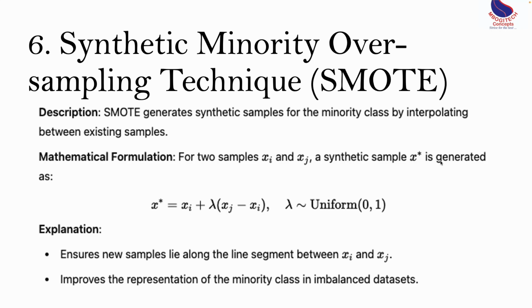has this formula you can see here. So we're considering two samples, xi and xj, and we generate the synthetic sample x asterisk, as you can see in the formula here. We basically want to ensure that the new sample lies along the line segment between xi and xj to improve the representation of the minority class in an imbalanced data set.